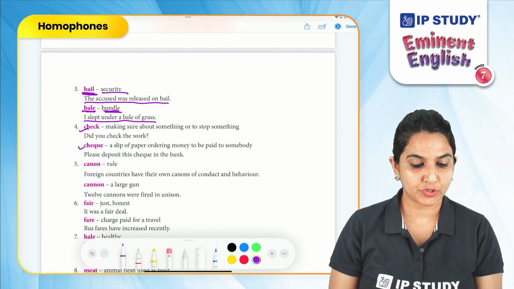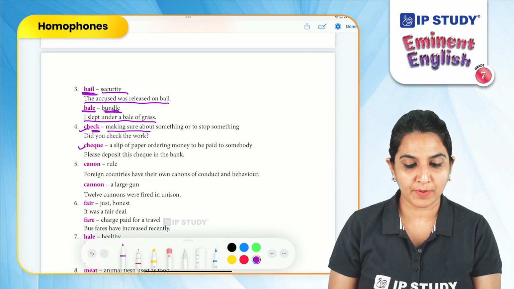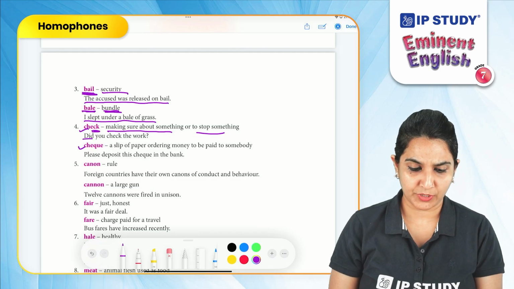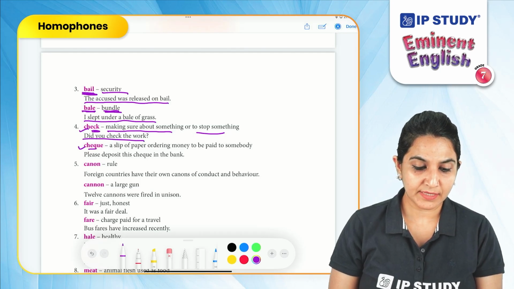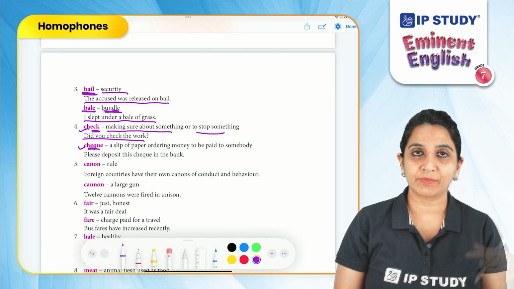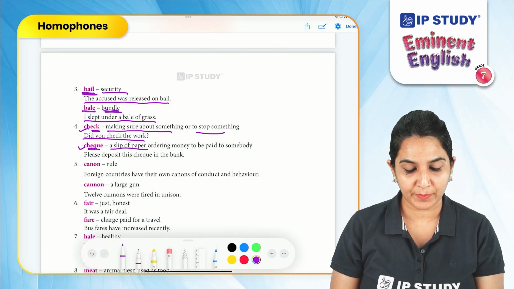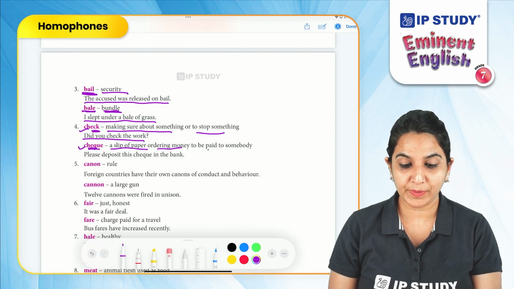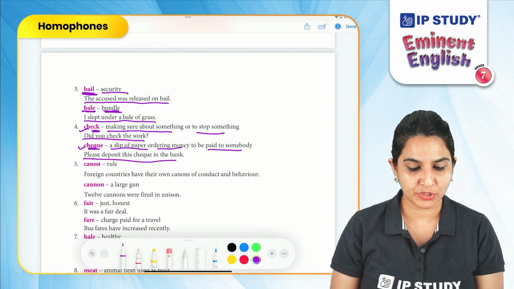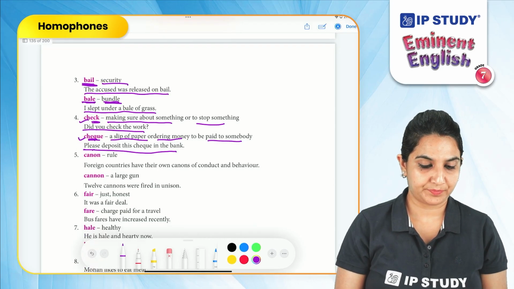Check. This check means making sure about something or to stop something. Did you check the work? This check, you must have seen your parents making a check, giving it to someone or giving it in the bank. This is a slip of paper ordering money to be paid to somebody. Please deposit this check in the bank.